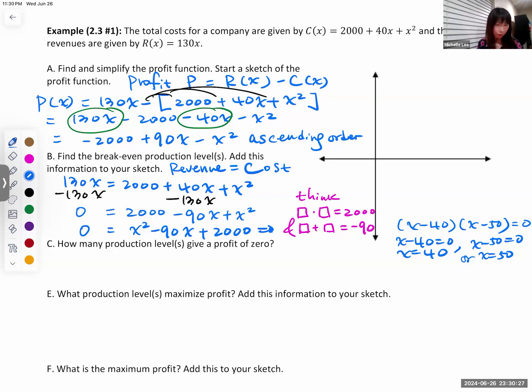Okay, I forgot to sketch the graph of the profit function. So let me explain to you. So we have a profit function: negative x squared, positive 90x, negative 2000, right? So this is a parabola opening downward, right? And this is the y-intercept. So negative 2000 is over here, and then it opens downward. So let's say using decimals.